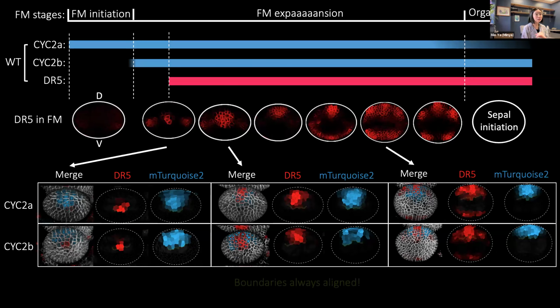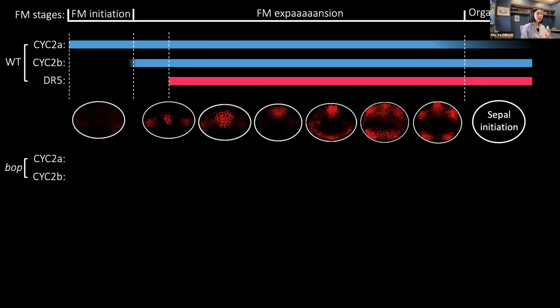And lastly, the expression boundary of DR5 and cycloidea genes almost always perfectly overlap throughout all these stages, as if there's an auxin-dependent pathway maintaining or restricting the expression domain of cycloidea genes, which is very curious. Now let's look at what's going on in BOP.